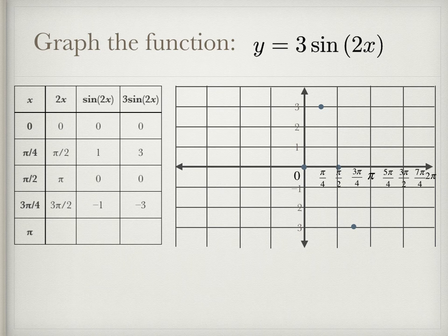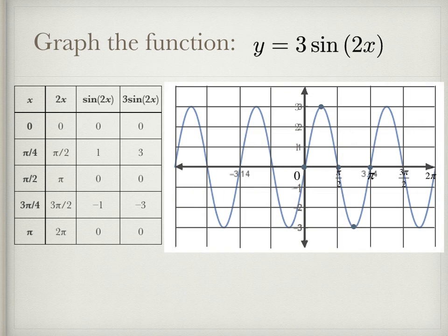Pi, when I double it, is 2 pi. The sine of 2 pi is 0, times 3 is still 0. So the last point I will plot to complete one period of this function is pi, 0. So one period is complete, and I'm going to continue that and extend it. The period of this function, according to the curve, remember the sine starts at 0 and ends at 0, so the period is pi. The amplitude, how high it goes, is 3.